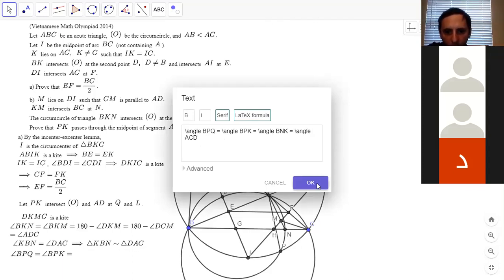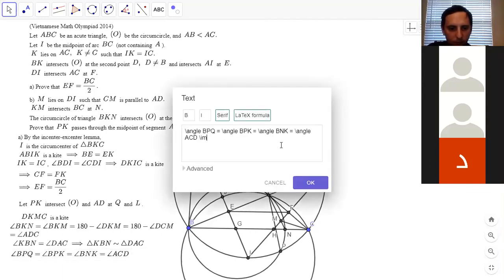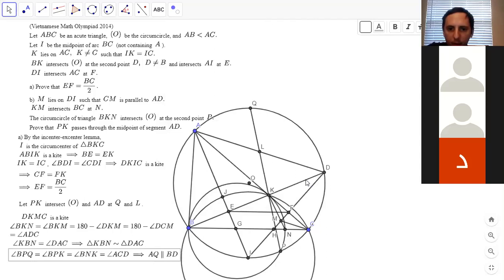And so that means that AQ is parallel to BD. And then we want to show the other one. Is it just true by symmetry? I don't think we can just say by symmetry it's true. So that shows that AQ is parallel to BD.